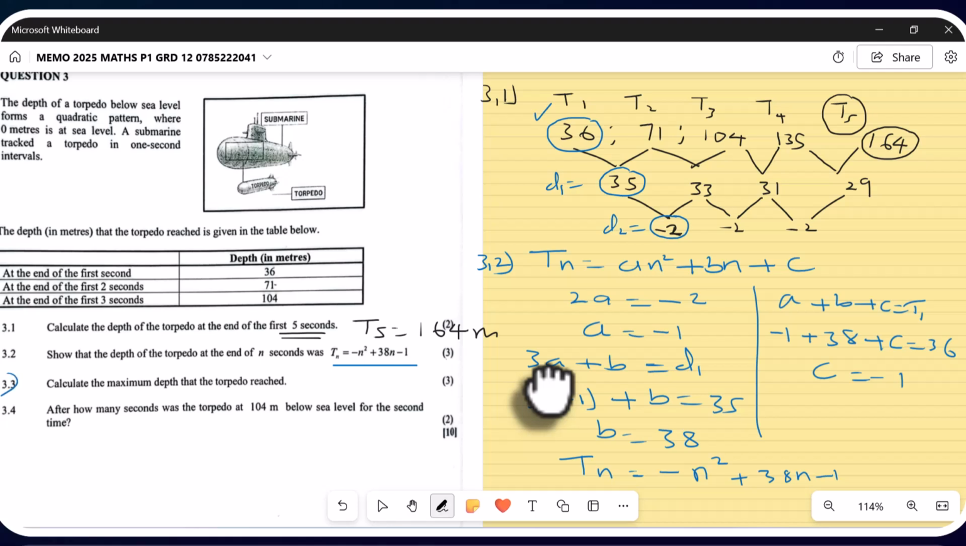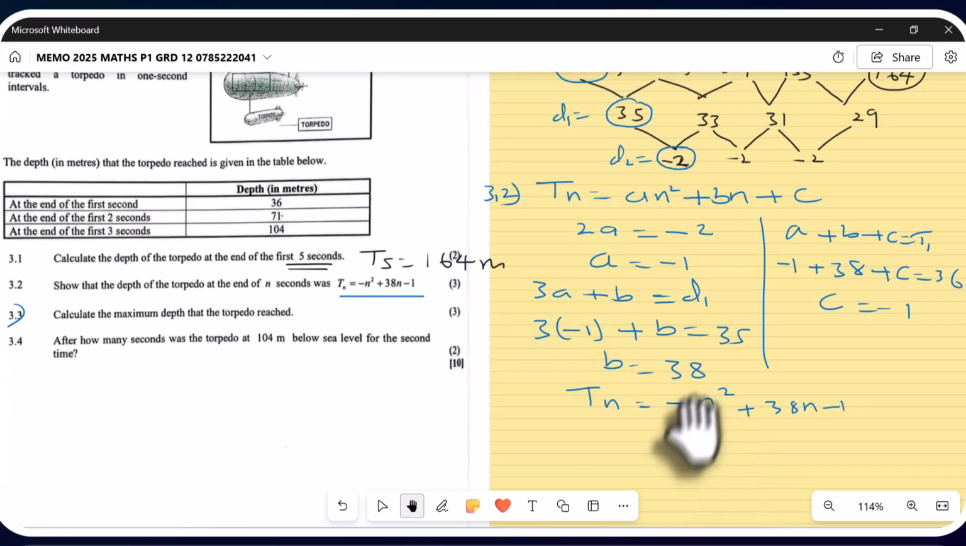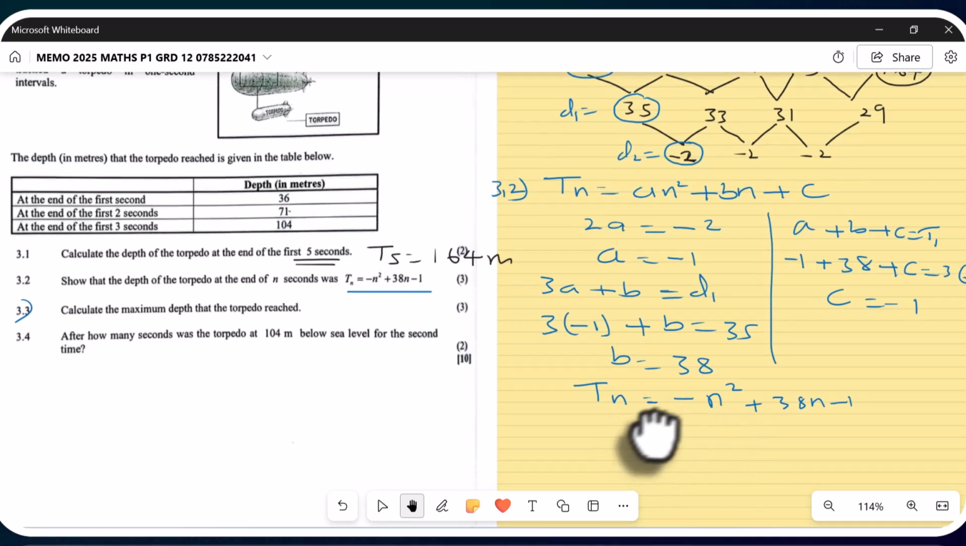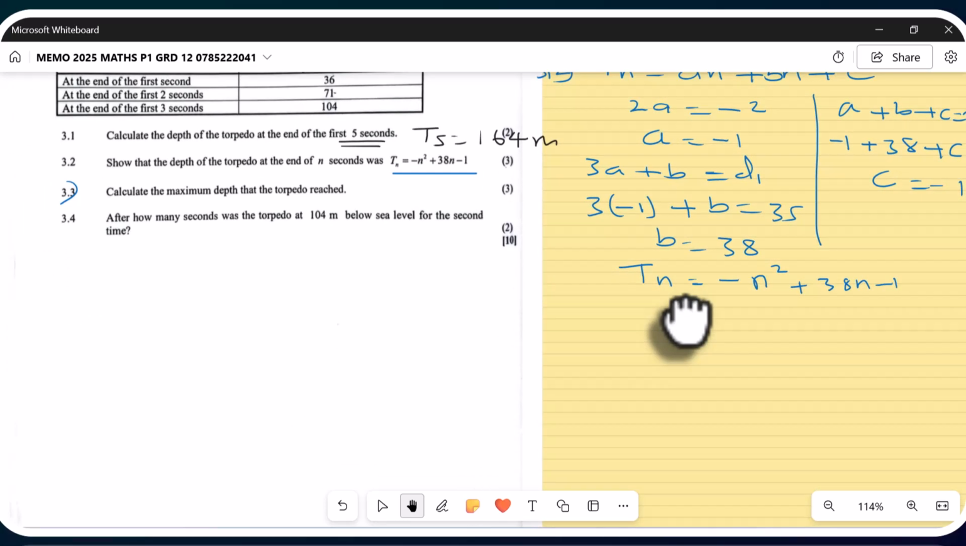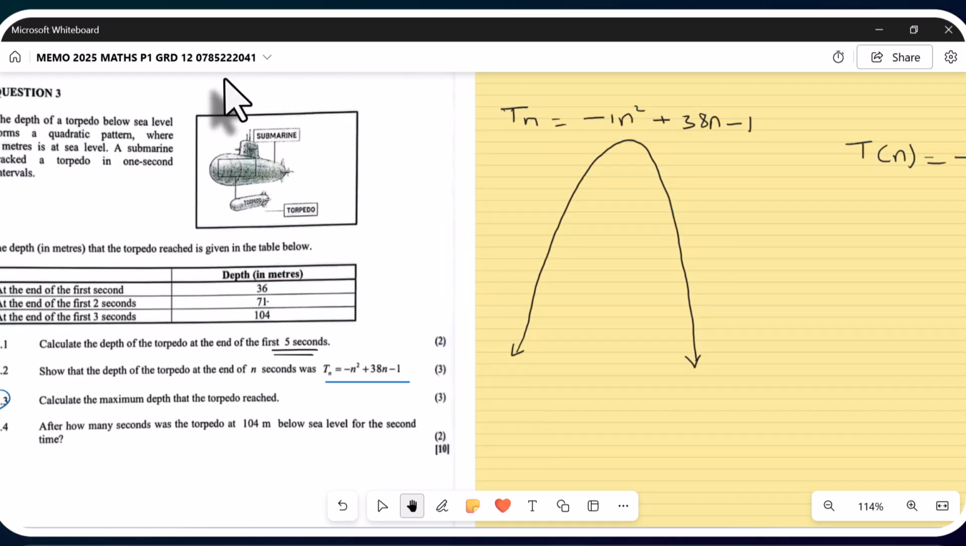Now, being quadratic, this one is parabolic. As you can see, our a is negative, so it means that if you sketch this quadratic, or this parabola, it would be something like this. I think I can clean up this now. I don't need it. They're saying here the maximum depth that the torpedo reached. So now, being a negative 1 with our a, this is the shape of the parabola, and the maximum is happening here.